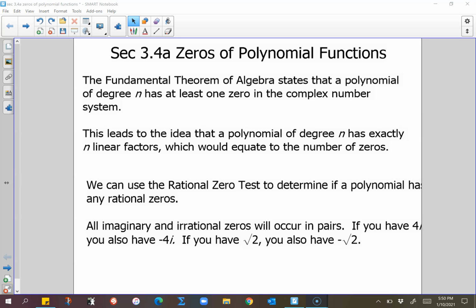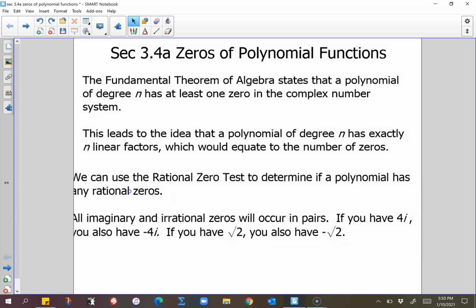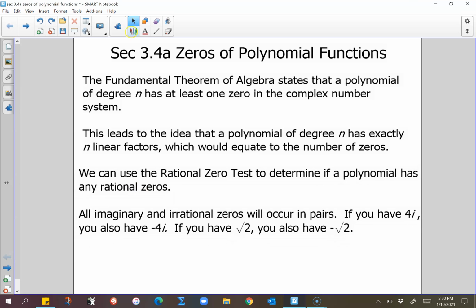All right, we've talked about zeros of polynomial functions, so now we're going to take that one step further and talk about a test question that deals with finding all the zeros of the polynomial function. So the first thing we'll talk about is called the fundamental theorem of algebra. And basically what that's saying is that a polynomial has exactly every zero for the highest exponent.